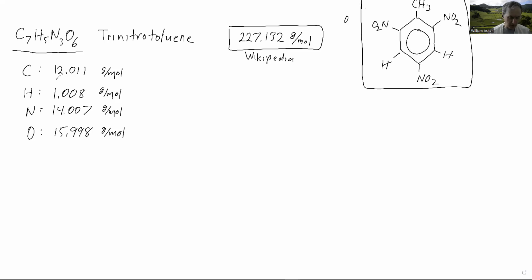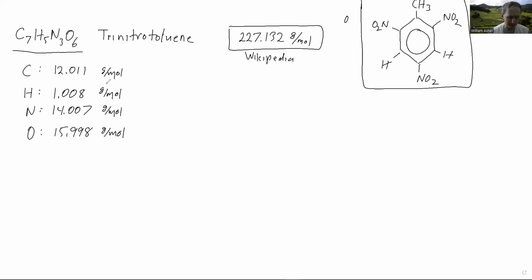We know that carbon's atomic mass is 12.011 grams per mole, hydrogen is 1.008, nitrogen is 14.007, and oxygen is 15.998. So we can calculate the mass of each of these, and then add them up. That will actually help us get to the final step, so we're going to do it that way, and then we can check our work after we've looked it up.